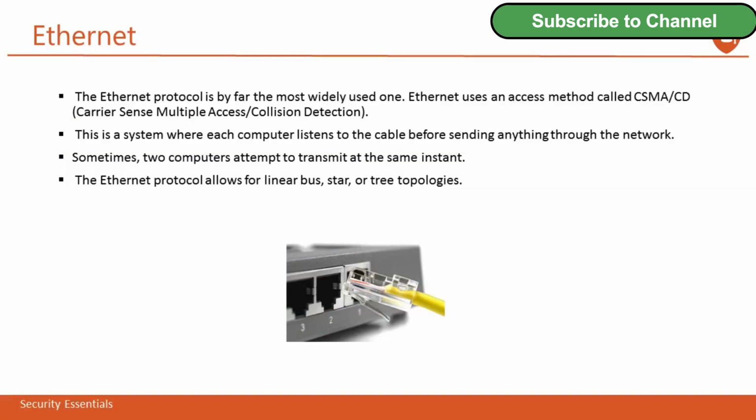First one is Ethernet. The Ethernet protocol is by far the most widely used one. Ethernet uses an access method called CSMA/CD, which stands for CSMA, Carrier Sense Multiple Access, and Collision Detection is CD. This is a system where each computer listens to the cable before sending anything through the network, because sometimes 2 computers attempt to transmit information at the same instant. The Ethernet protocol allows for linear bus, star, or tree topologies to exist because it frames how they will communicate.